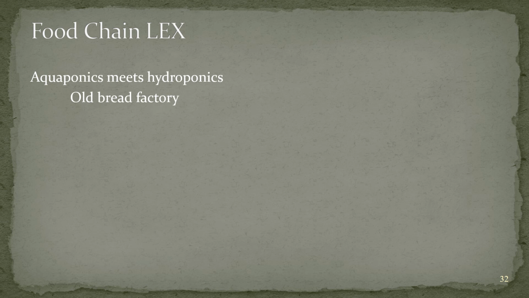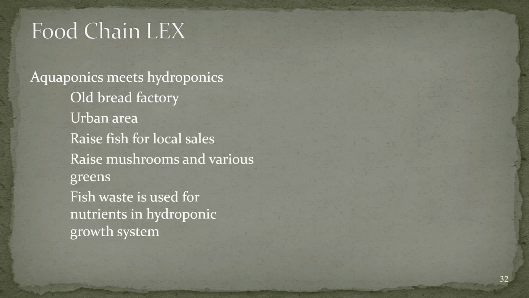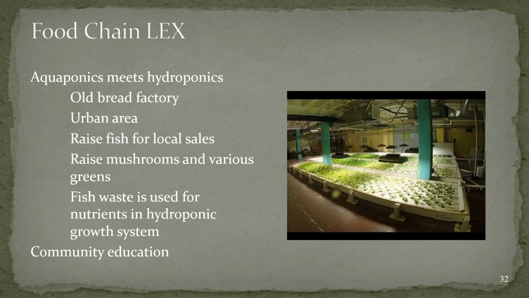Essentially, this is where aquaponics meets hydroponics. It's an old bread factory in an urban area where they raise fish for local sales, and they also raise mushrooms and various greens. The fish waste is used for nutrients in the hydroponic grow system, and they also utilize it for community education. Pretty cool, huh?